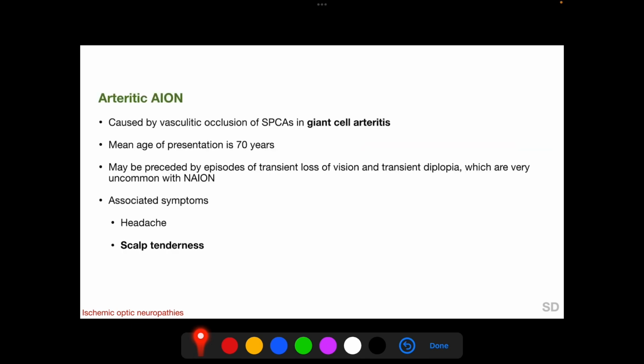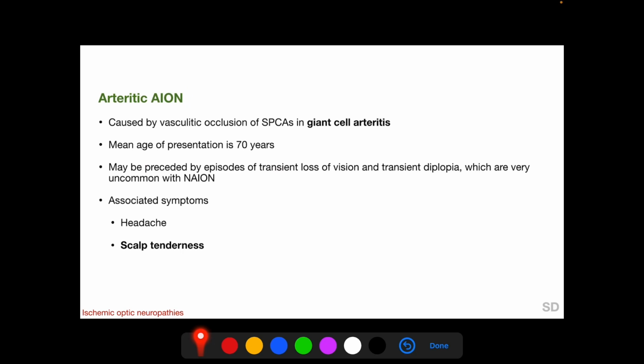Arteritic AION is caused by vasculitic occlusion of short posterior ciliary arteries in giant cell arteritis. The mean age of presentation is 70 years. The acute loss in vision may be preceded by episodes of transient loss of vision and diplopia, but these transient events are very uncommon with non-arteritic ischemic optic neuropathy.